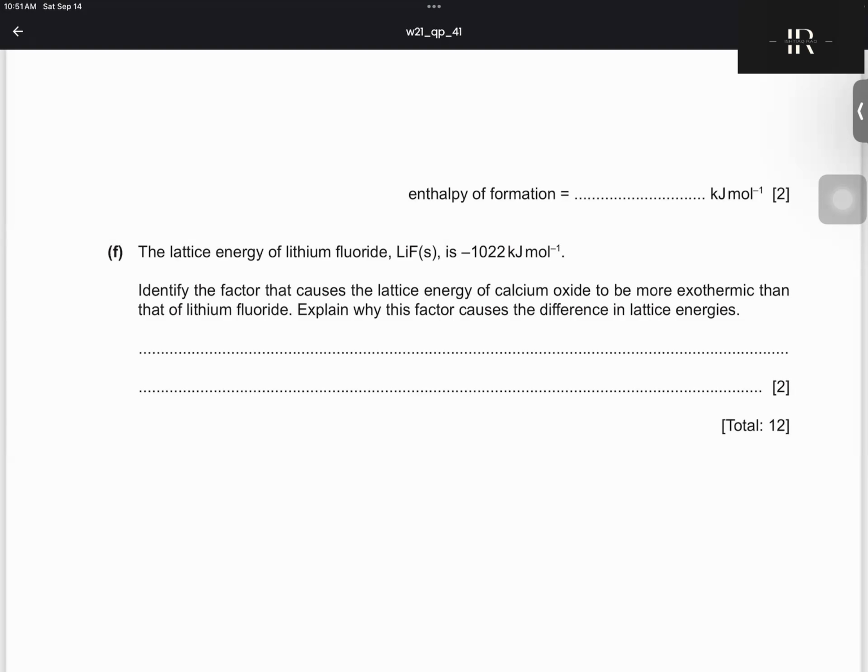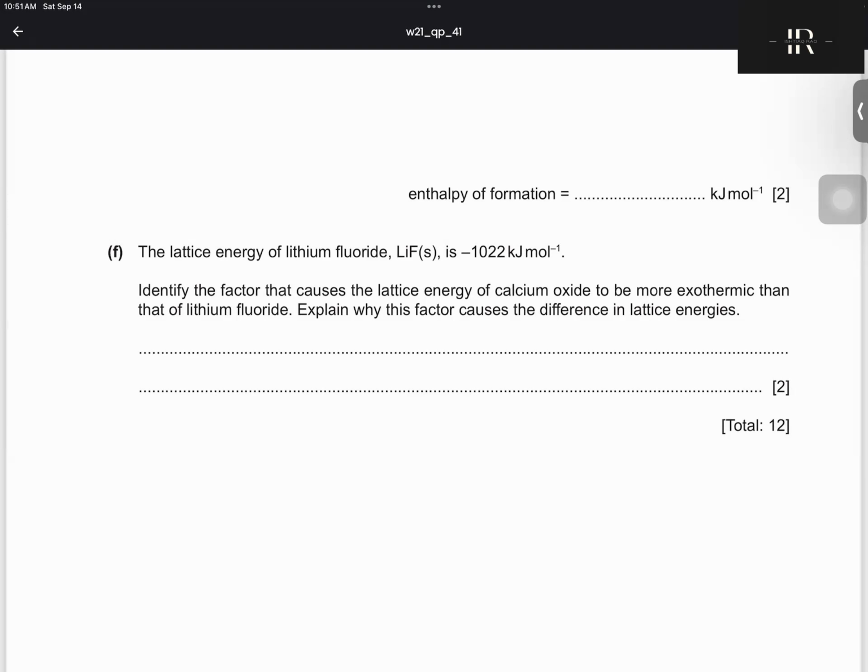You would be writing one factor with the reason. Like you can say that the factor is the charge. Why? Because higher the charge, greater the force of attraction, and obviously the lattice energy would be more exothermic. That's it.